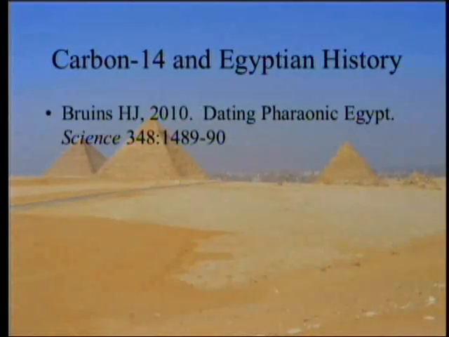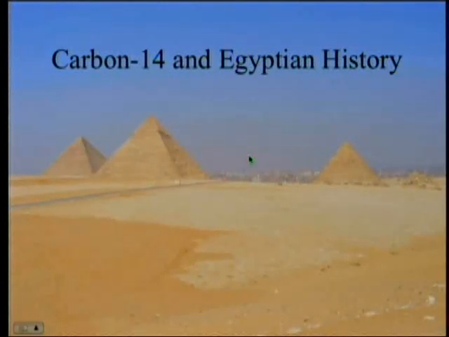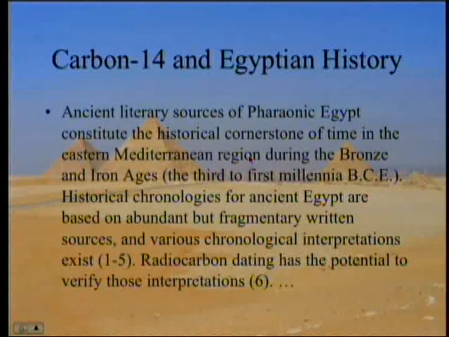And what about that Santorini stuff? Well, the Santorini stuff is kind of interesting. In the same issue of Science, Bruins wrote Dating Pharaonic Egypt, and he says, ancient literary sources of Pharaonic Egypt constitute the historical cornerstone of time in the eastern Mediterranean region during the Bronze and Iron Age. In other words, we're stuck with kind of the literature. Historical chronologies for ancient Egypt are based on abundant but fragmentary written sources, and various chronological interpretations exist. Radiocarbon dating has the potential to verify these interpretations.